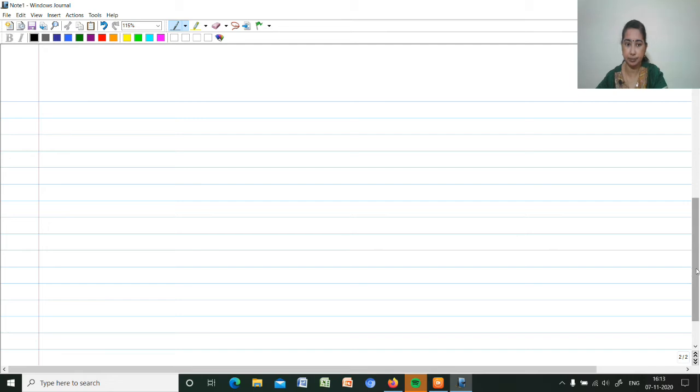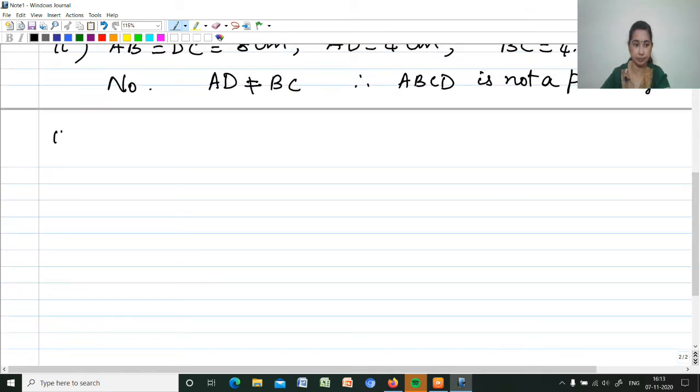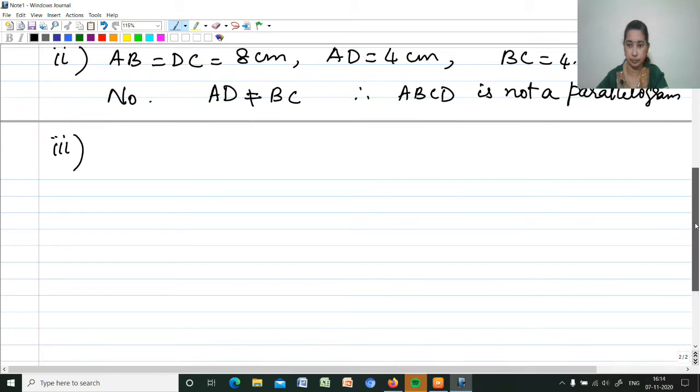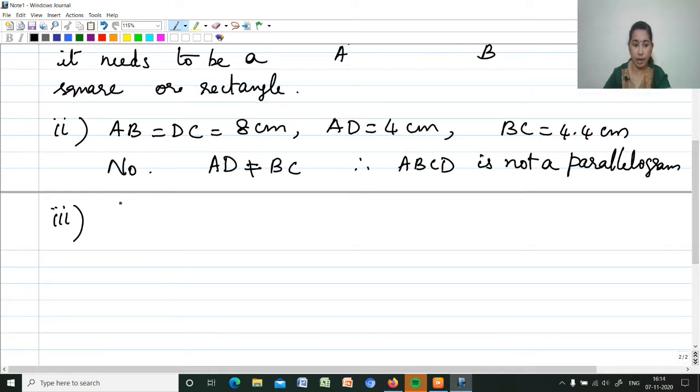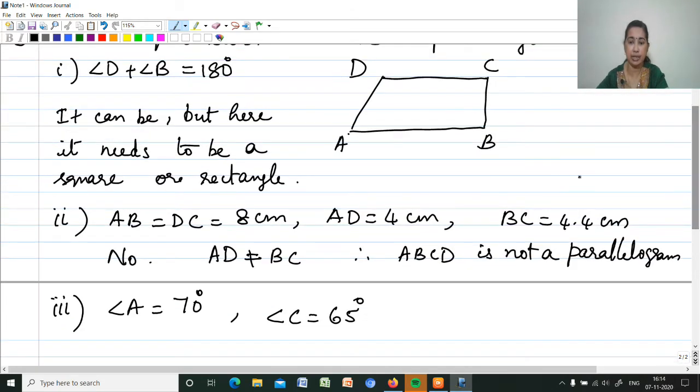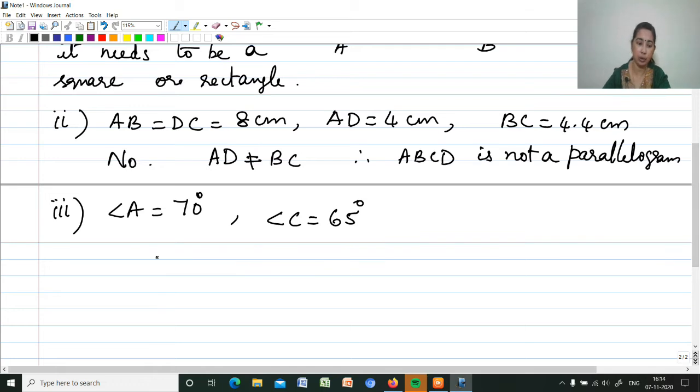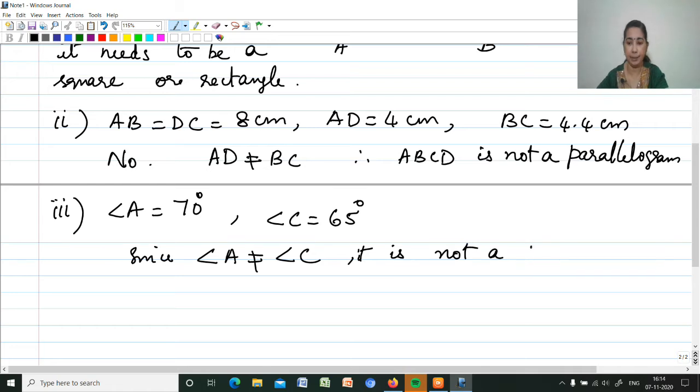Now next one, third sub question. Angle A is equal to 70 degrees and angle C is equal to 65 degrees. Whether it is a parallelogram or not. A and C are opposite angles. In the case of a parallelogram, opposite angles should be the same. So, if the angles are different, then it is not a parallelogram. Since angle A is not equal to angle C, it is not a parallelogram.